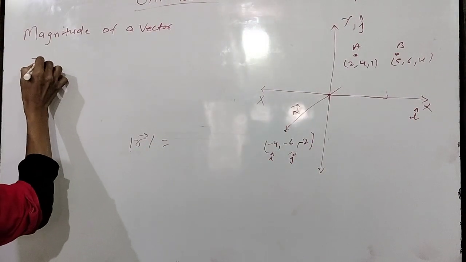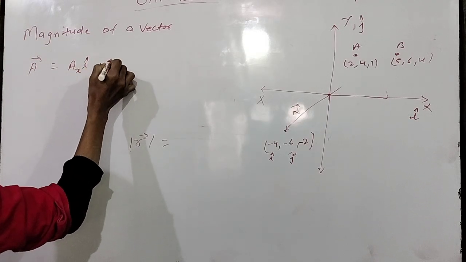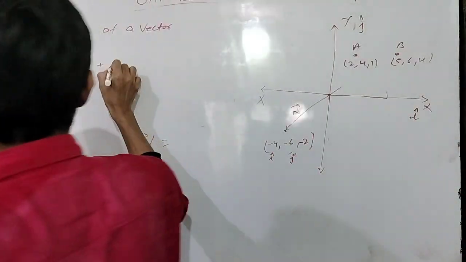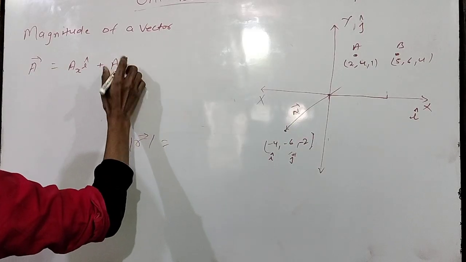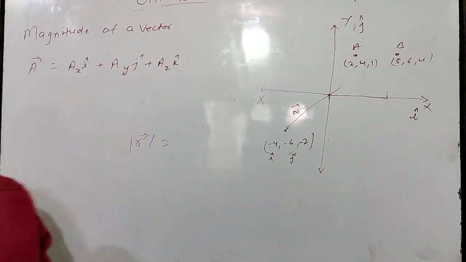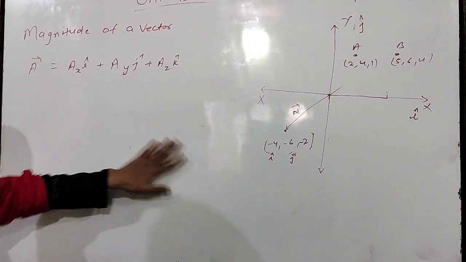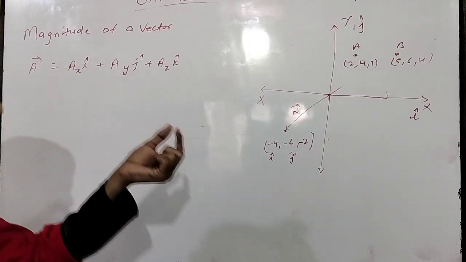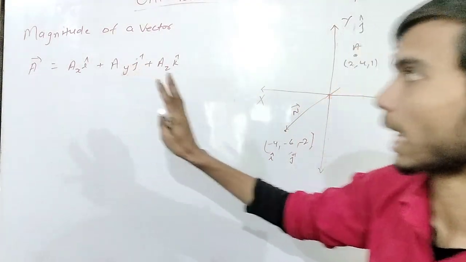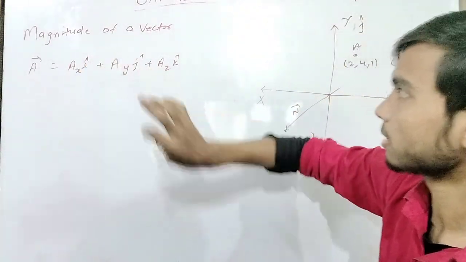We have this vector, with ax i cap, then ay j cap, then az k cap. Here one point is moving in three axes: this in the x axis, this in the y axis, this in the z axis.